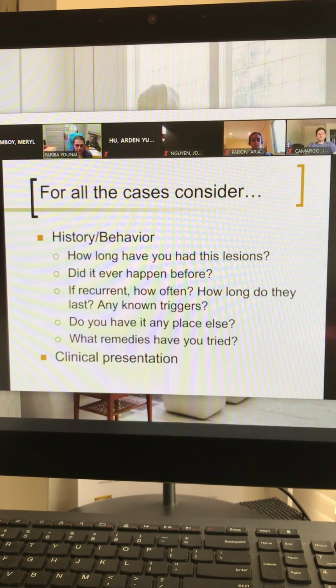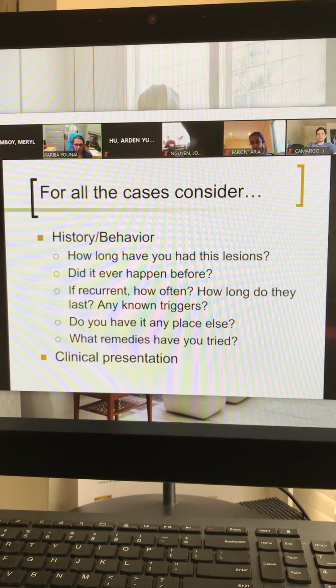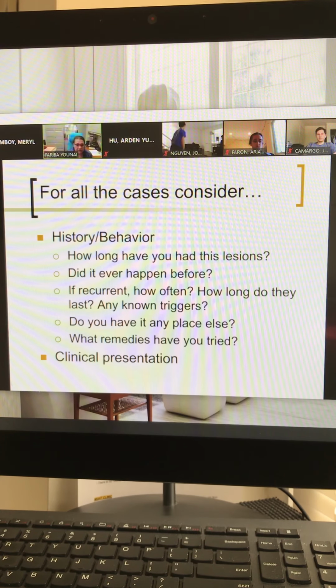As with all the other case discussions, we're going to begin our conversation remembering that these are the questions we want to focus on. First, the behavior of the lesion, and then, of course, the clinical presentation. And this is how you make your differential diagnostic list. And based on the tests that you run, then you can narrow it down to the ultimate diagnosis.